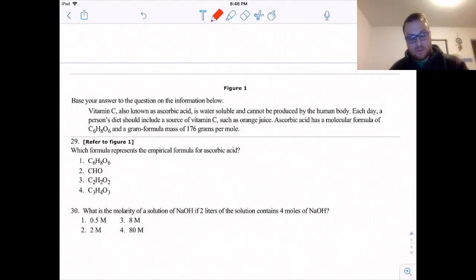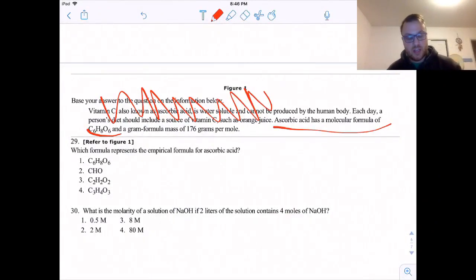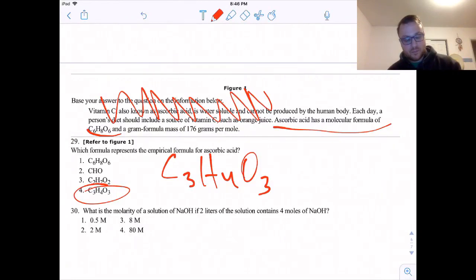Molarity. So the equation for that's on the reference table. The equation for molarity, which is big M, is moles per liter. 4 moles per 2 liters would be 2. That's it. That is the Castle Learning.